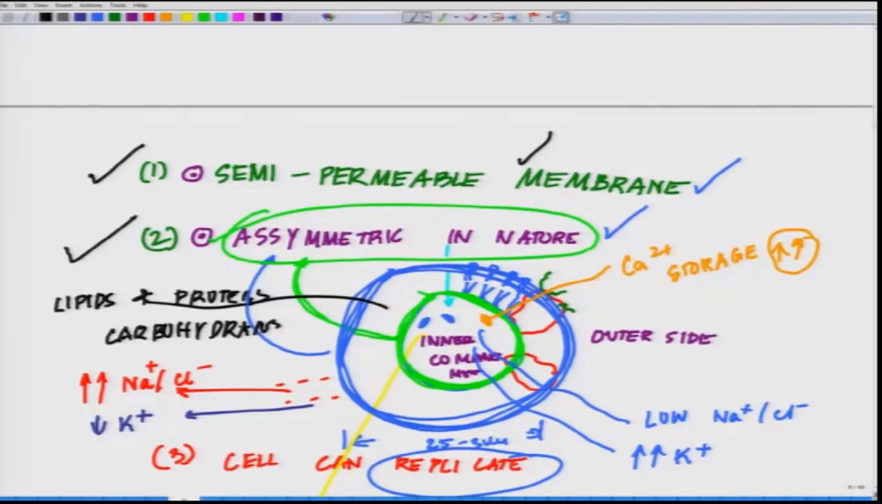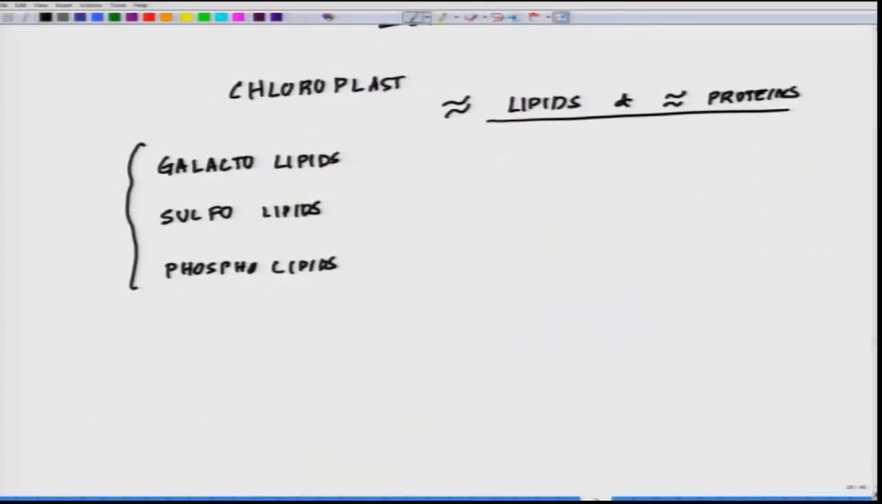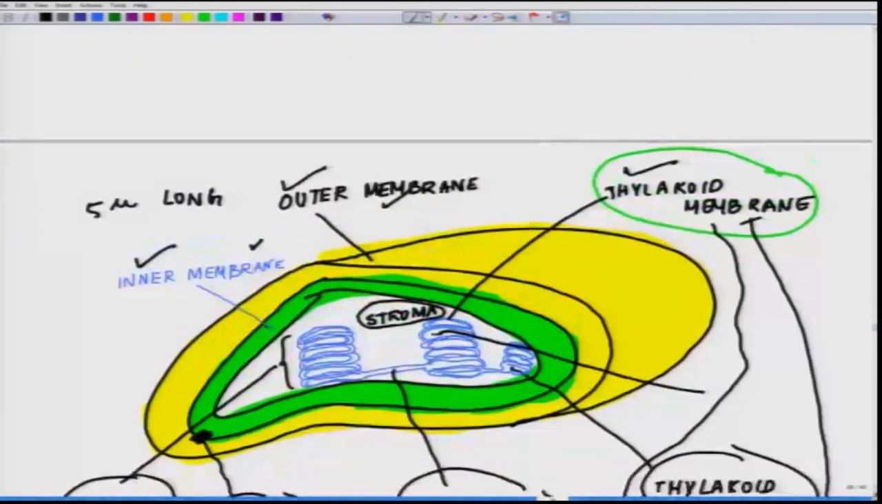Now, talking about the thylakoid membrane, let us come back to where we were. It consists of equal amounts of lipids and proteins, and the lipids are galactolipids, sulfolipids and phospholipids in different compositions: 40% galactolipids, around 4% sulfolipids, and 10% phospholipids. The thylakoid membrane, like the inner mitochondrial membrane, is impermeable to most molecules and ions. The outer membrane of the chloroplast, like that of mitochondria, is highly permeable to small molecules and ions.